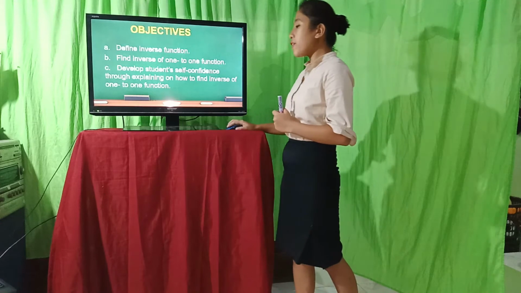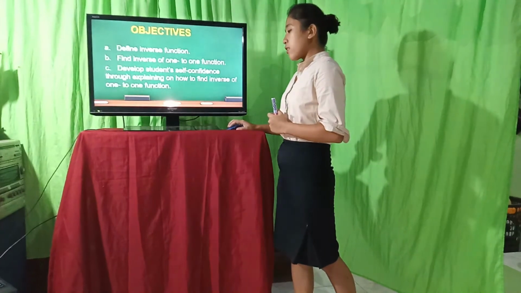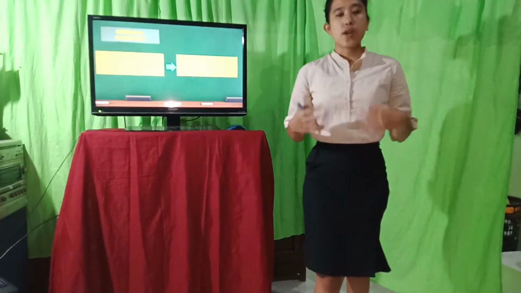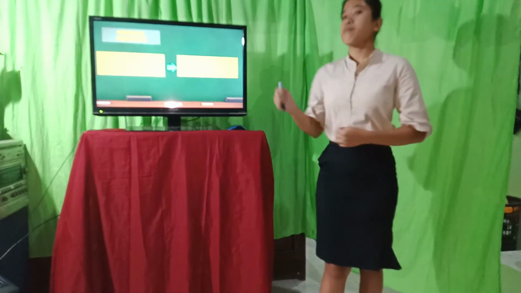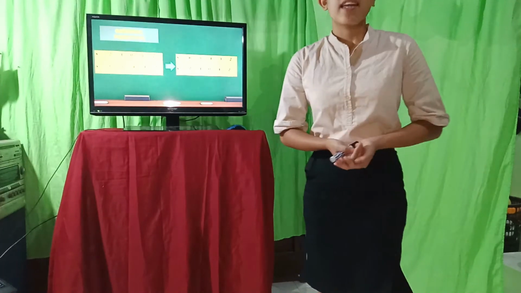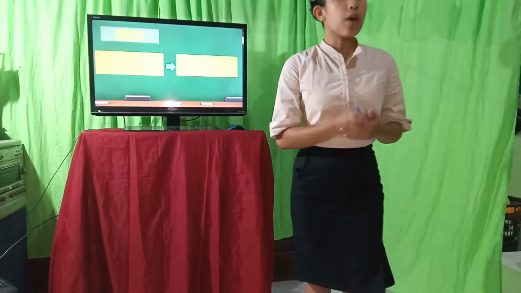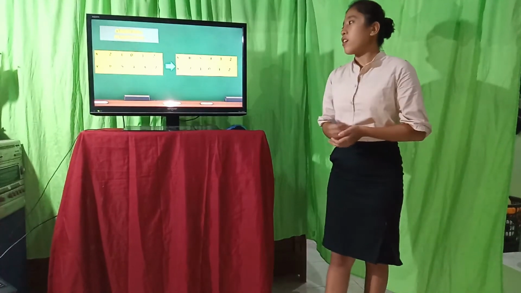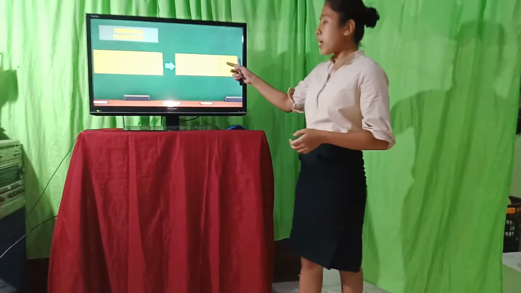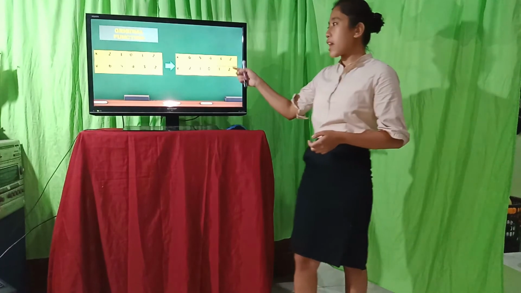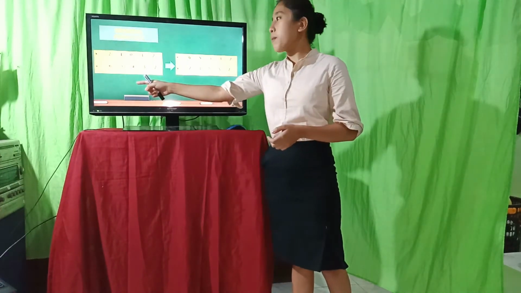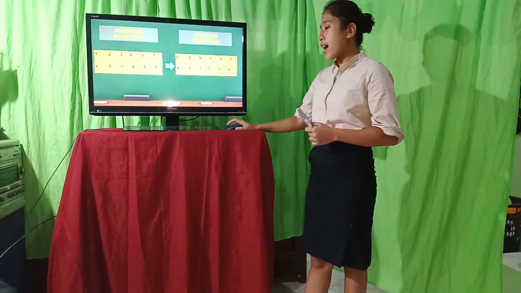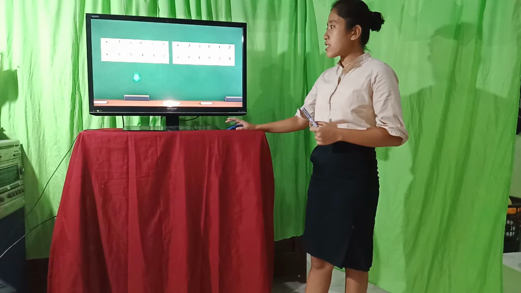So now I have here the table of values. I want you to observe and describe this one. So what did you observe? Yes, Mr. Asilo. Okay, you have, yes, this table of values here on the left side is the inverse of the table of values here on the right side. So next we will have this one.